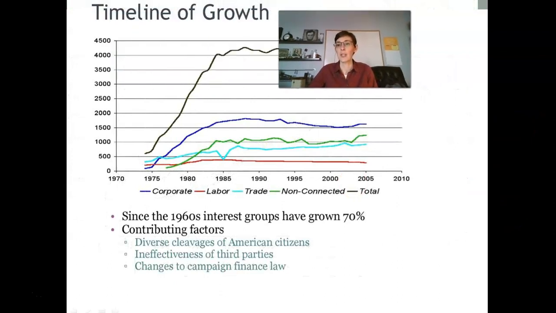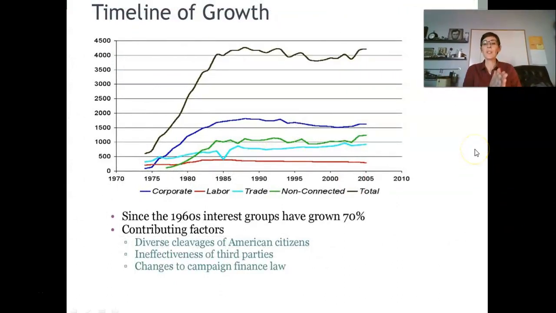Okay, let's take a look at another one. All right, so this one is interesting. Now, it's looking at corporate, labor, trade, and non-connected groups, right? Groups that just don't fall into either one of those three categories, okay? So since 1960, this piece of data is interesting. Interest groups have grown 70%. Wow, that's a big increase, right? So why does this happen? Why did this happen, rather, since it's already happened?